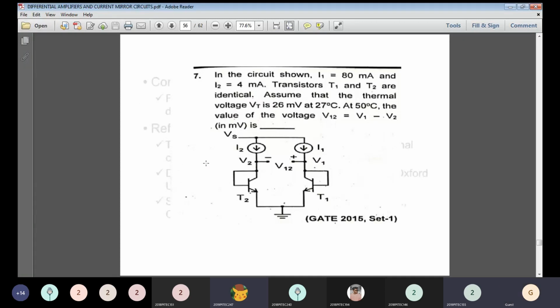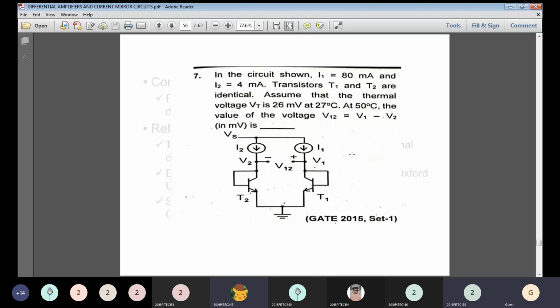question. In the circuit diagram, the currents I1 and I2 are given. The transistors T1 and T2 are considered identical. Assume that the thermal voltage VT is 26 millivolt at 27 degrees Celsius. At 50 degrees Celsius, the voltage V12, which is the difference of voltages, is what? They are asking us to calculate the value of V12. This is working under differential mode. From the question, you can easily identify it is working under differential mode, since the differential mode output is asked.